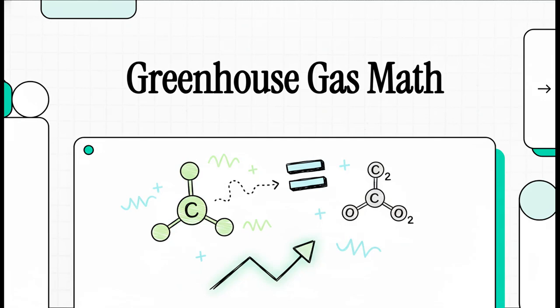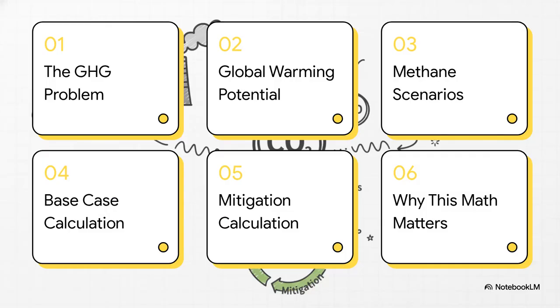All right, let's talk about the math behind climate change. We're going to go step by step through exactly how you calculate and compare the impact of different greenhouse gases. And we're going to use a real-world example, methane. So if you've ever heard that term CO2 equivalent and wondered what that really means, you are in the right place. So here's what we're going to do.